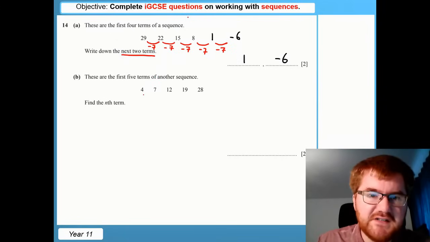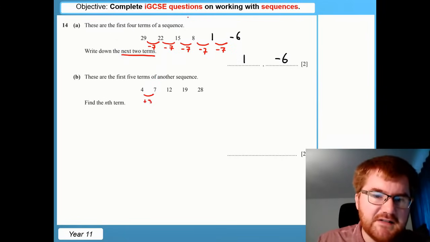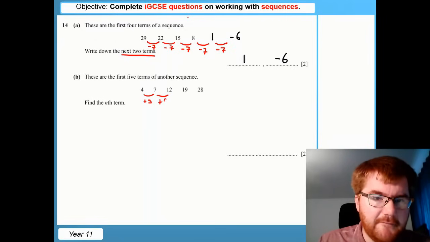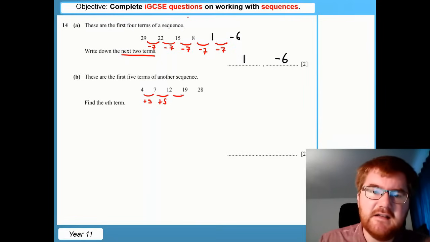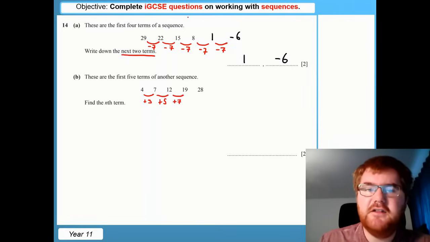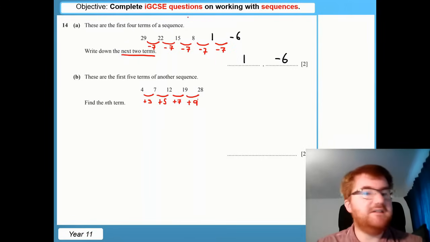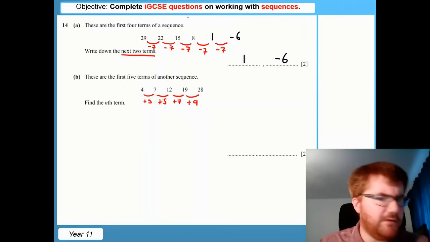So we've got 4 to 7, well, that's going to be plus 3. Going from 7 to 12, that's going to be plus 5. Then we've got 12 to 19, that's plus 7. And then 19 to 28, that's equal to plus 9. Now, in this case, we've actually got a difference of a difference. Now, what do I mean by this?